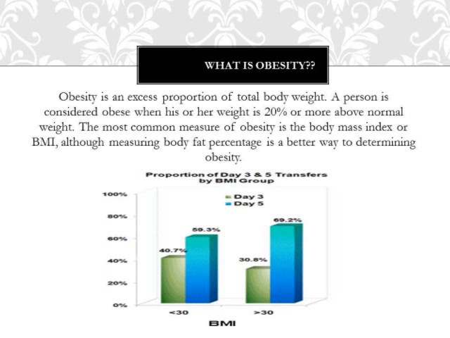What is obesity? Obesity is an excess proportion of total body weight. A person is considered obese when his or her weight is 20% or more above normal weight. The most common measure of obesity is the body mass index, or BMI, although measuring body fat percentage is a better way of determining obesity.